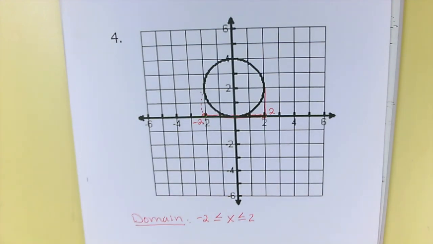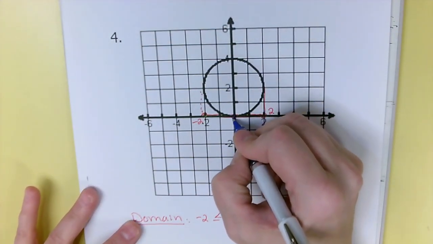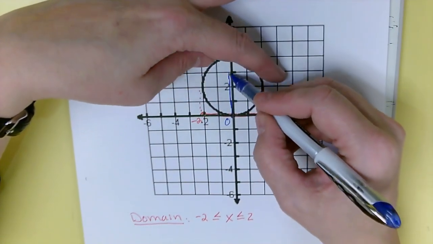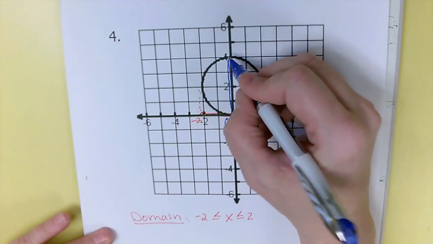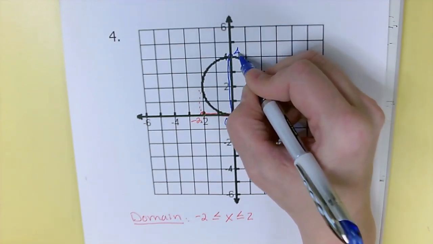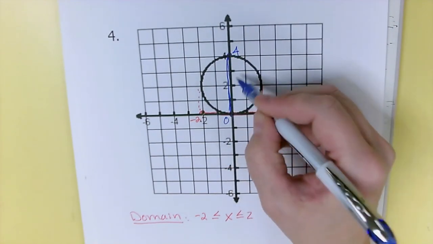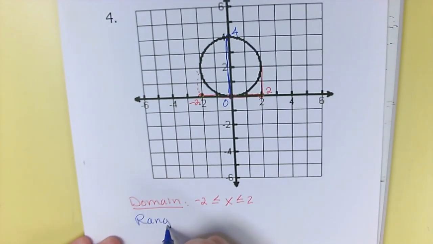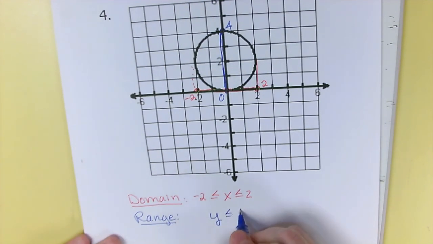All right, let's do the range. The lowest y value is right here at 0. And then I have graph on both sides. My last y value is at the 4. So my range is between 0 and 4. So for range, the y goes in the middle, less than equal to 4, greater than equal to 0.